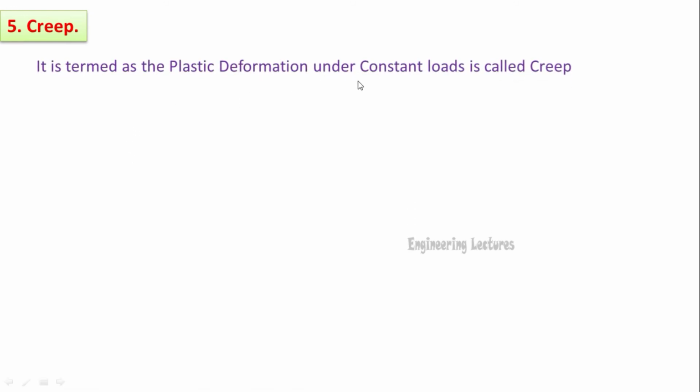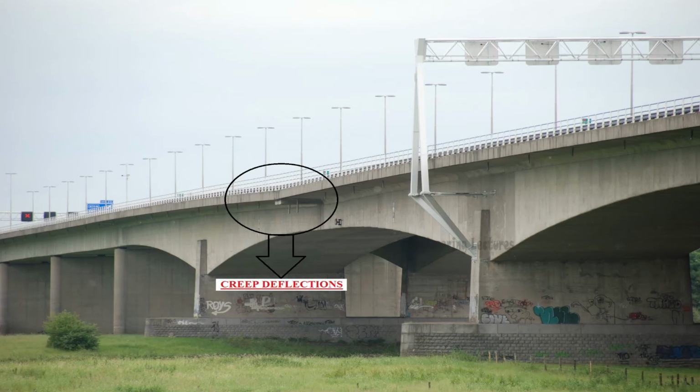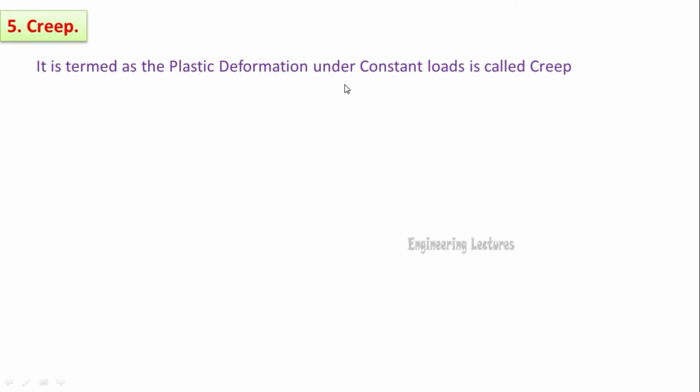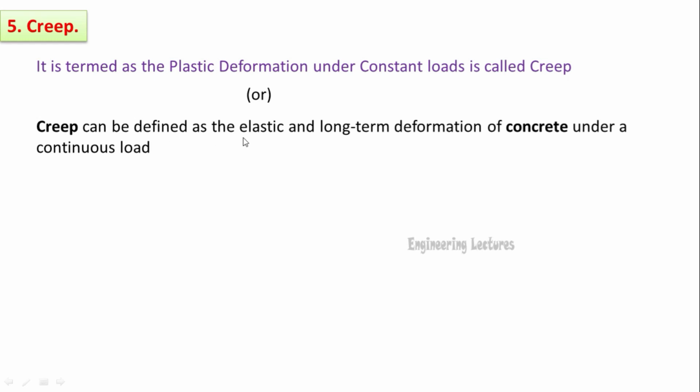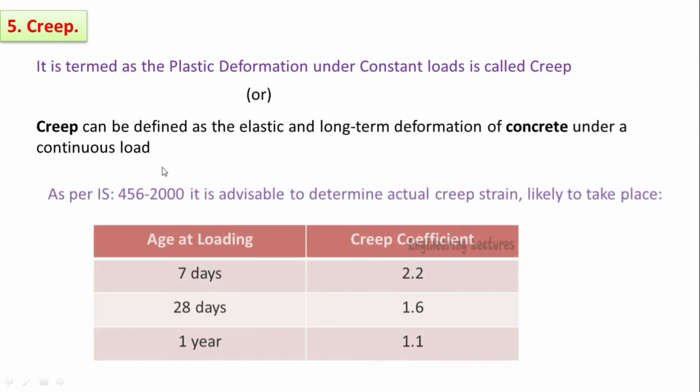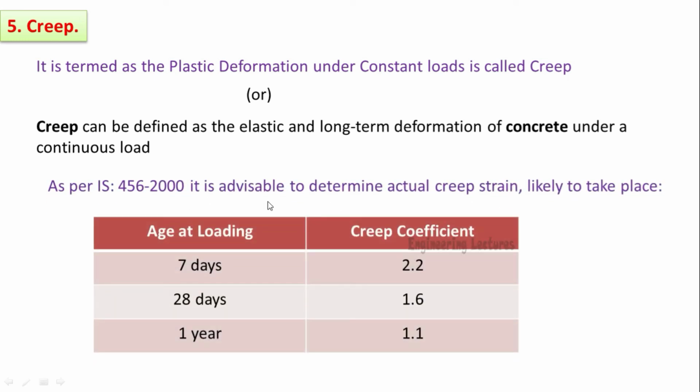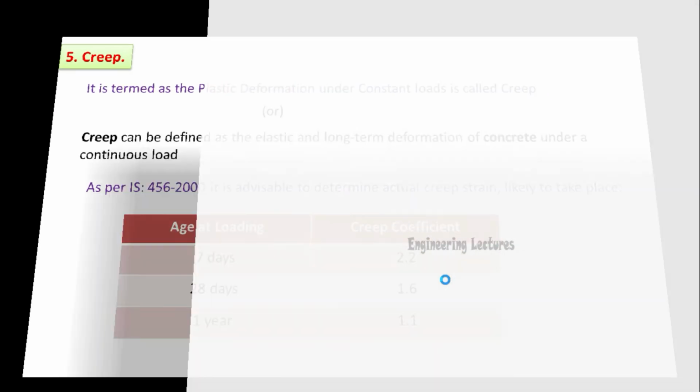Now let's see the creep. It is termed as plastic deformation under constant loads is called creep. So when the constant loads are acting, the deformation may take place in concrete. Or creep can be defined as the elastic and long-term deformation of concrete under continuous loads. As per IS 456-2000, it is advisable to determine the actual creep strain likely to take place. So these are the creep values at different days, like 7 days, 28 days and 1 year. These are the creep coefficients we will take for calculation purpose.